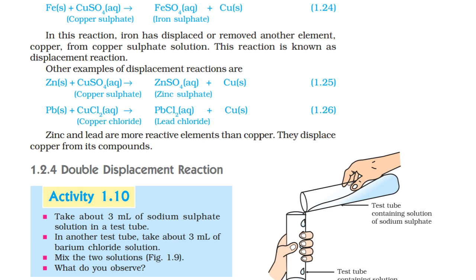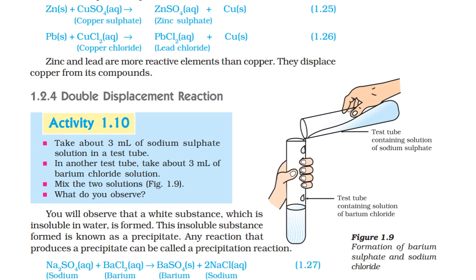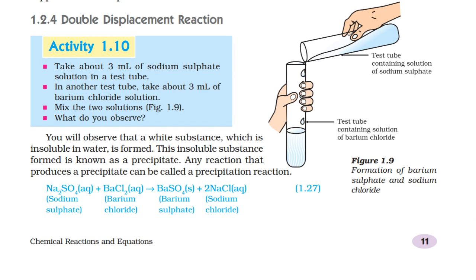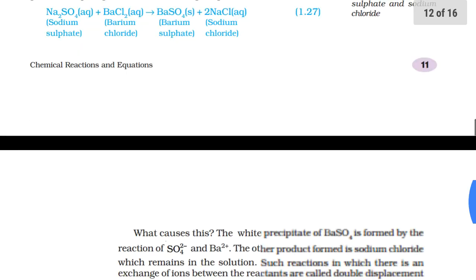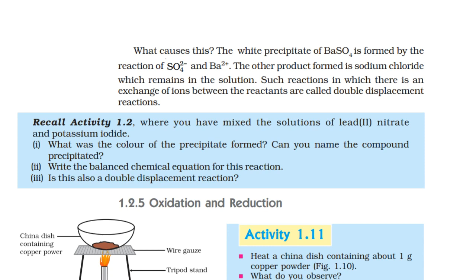Double displacement reaction. You will observe that a white substance which is insoluble in water is formed. This insoluble substance formed is a precipitate. Any reaction that produces a precipitate can be called a precipitation reaction. What caused this? The white precipitate of BaSO4 is formed by the reaction of SO4 2- and Ba 2+. The other product formed is sodium chloride, which remains in the solution. Such reactions in which there is an exchange of ions between the reactants are called double displacement reactions.